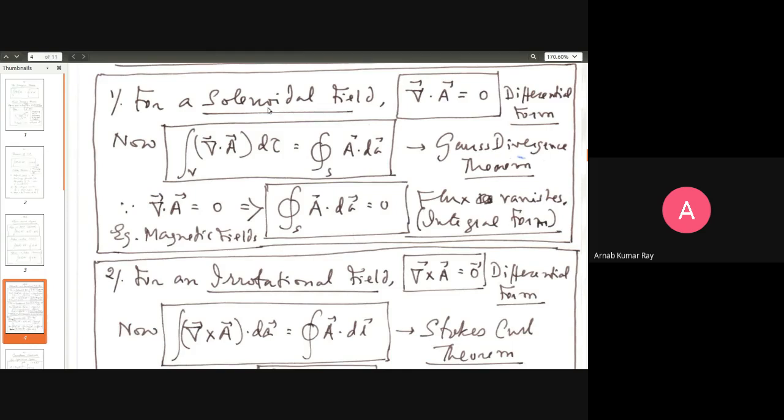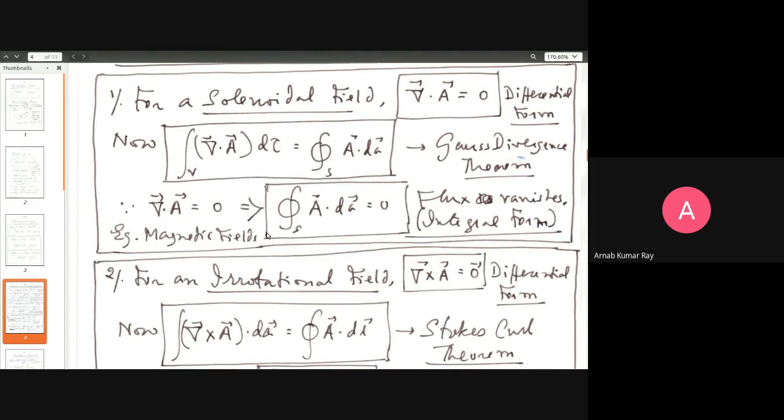So what is the signature of a solenoidal field? In the differential form, it is divergence of A is equal to 0. I'm saying this is the differential form because there's a divergence here, which is a differential operator. And here you have an integral, so this is an integration being carried out. So you have an integral form: the flux vanishes. Where do you see this? In the case of magnetic fields, we shall discuss this later. I'm just talking about the math part of it now.